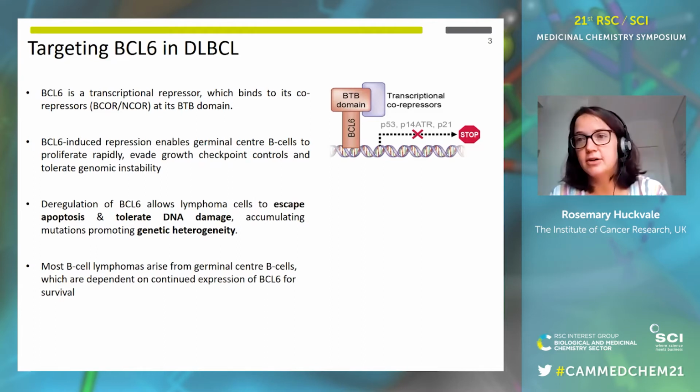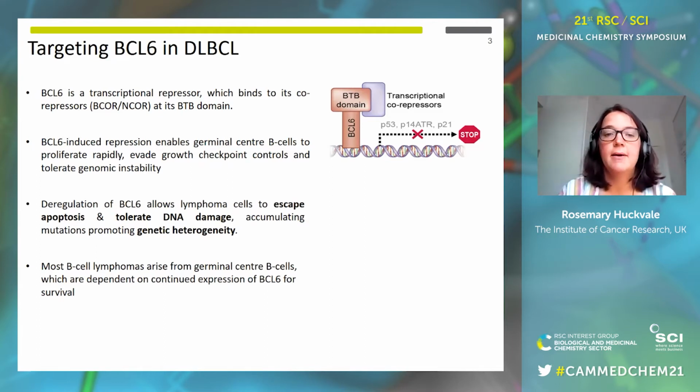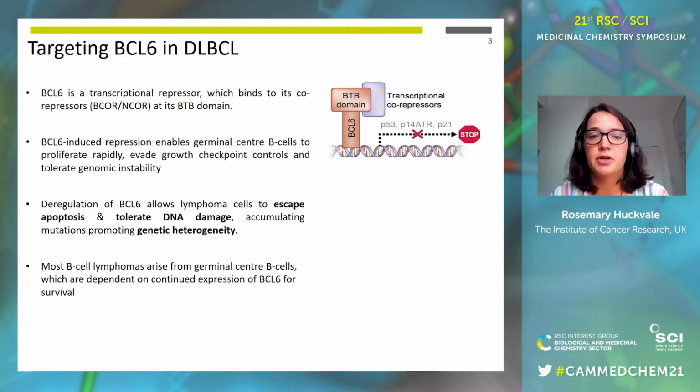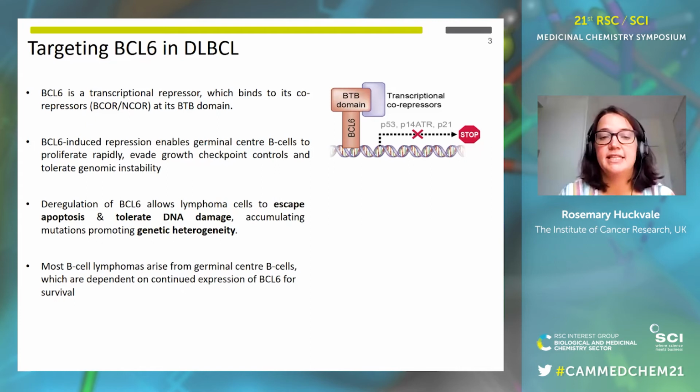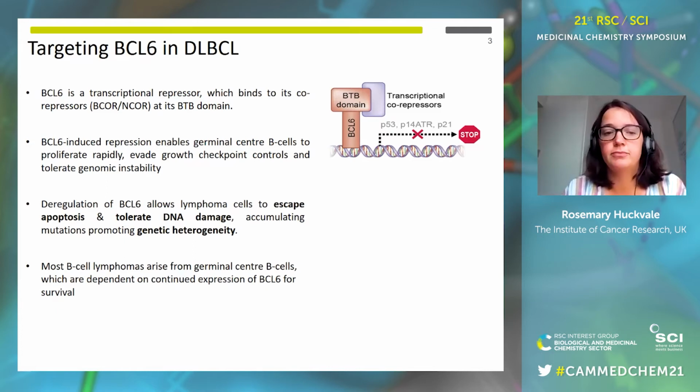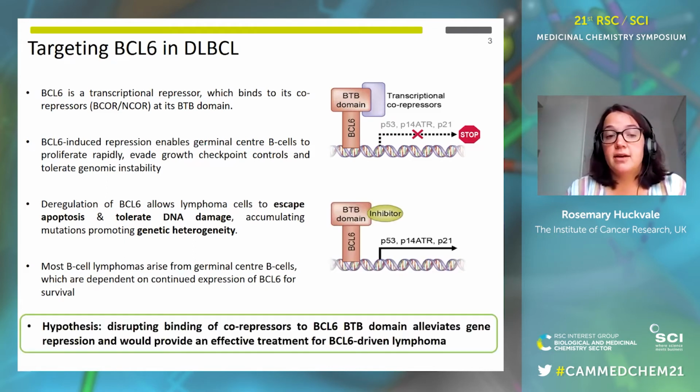hijacked in cancer cells where the deregulation of BCL6 allows lymphoma cells to escape apoptosis, tolerate DNA damage, and you get this genetic heterogeneity amongst tumours. Most B-cell lymphomas arise from germinal center B cells, and the key thing is they are dependent upon continued expression of BCL6 for survival. Our therapeutic hypothesis, therefore, is that disrupting the binding of co-repressors to BCL6 would eliminate gene repression, and this would provide an effective treatment for BCL6-driven lymphoma.